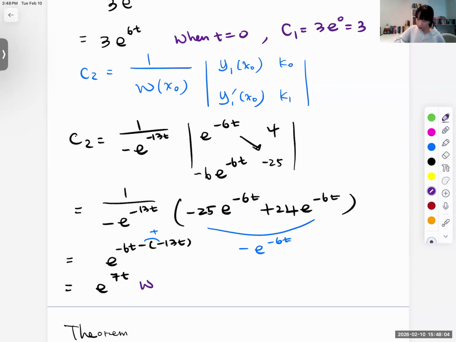So once again, when t equal to 0, we have c sub 2 equal to e to the 0, which is 1.